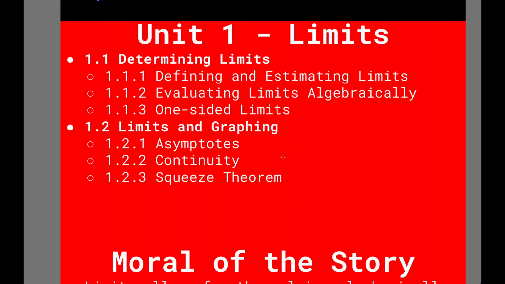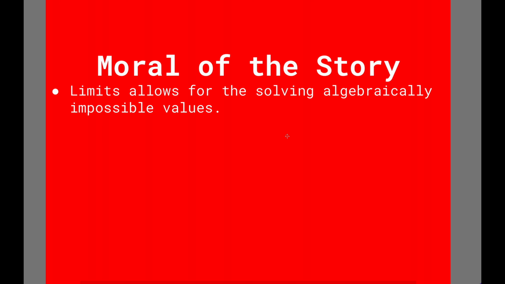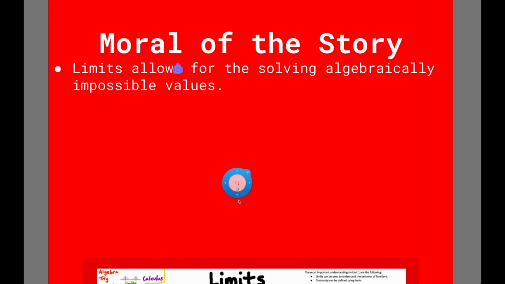Here's a breakdown of the entire unit. We're going to go into more detail later on in this video. It's going to detail each one of those sections, so you have a firmer understanding of what limits are all about. But the main thing that I want you to get on this first part is right here. It says the moral of the story is that limits allow for the solving of algebraically impossible values. So using algebra, you can't necessarily find these values, but with limits, you can find those values. And that's the main thing that we're going to be going over.